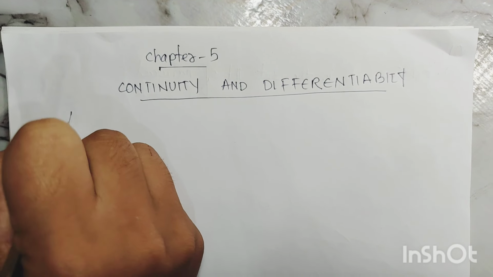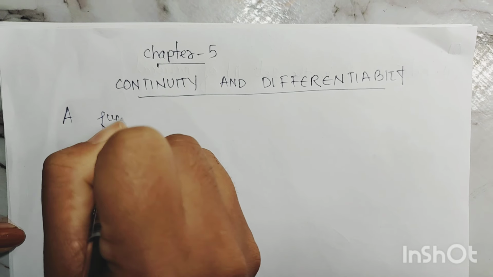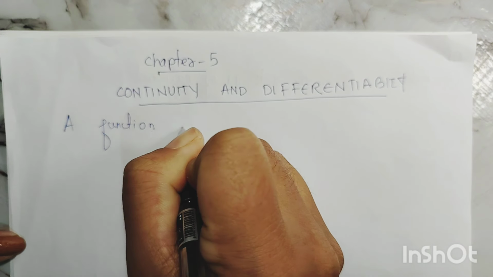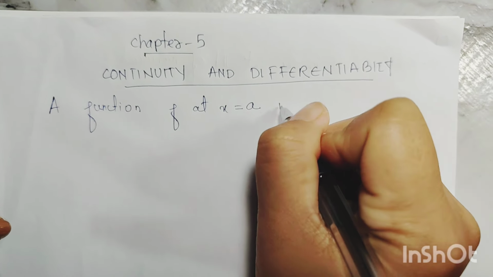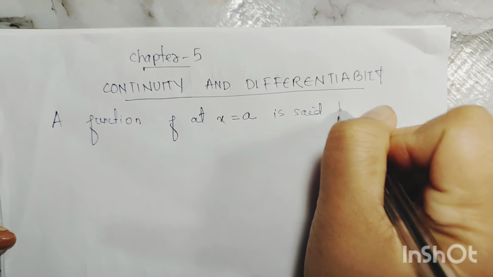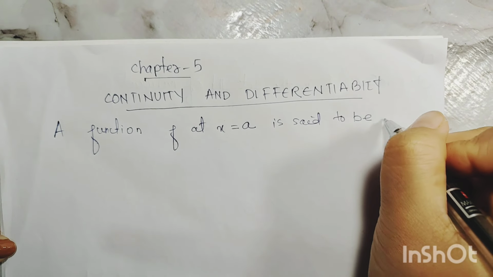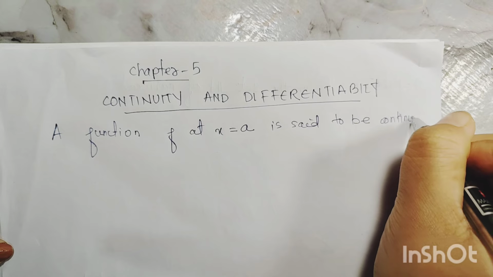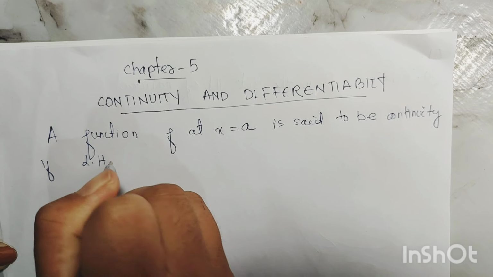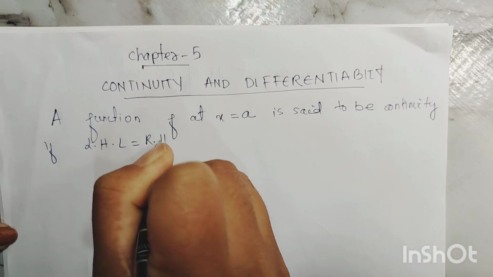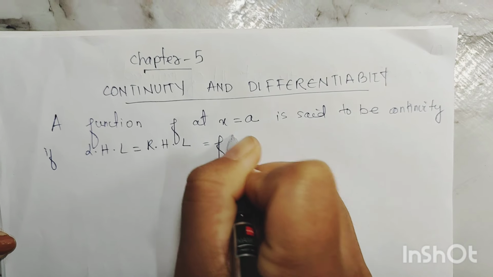Let's write the definition. A function f at x equals a is said to be continuous if left hand limit equals right hand limit equals f of a.